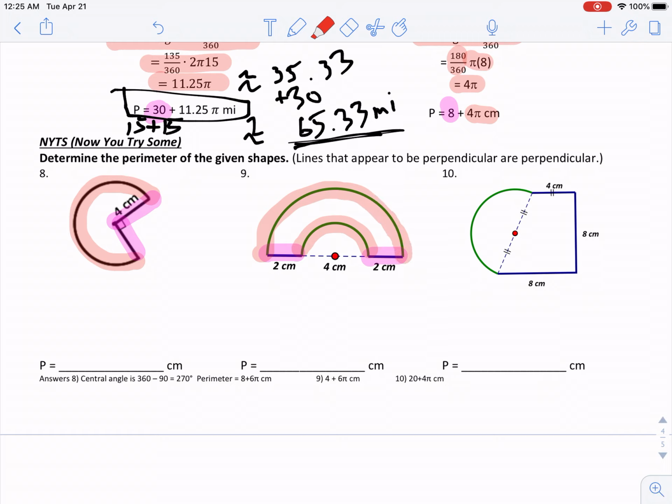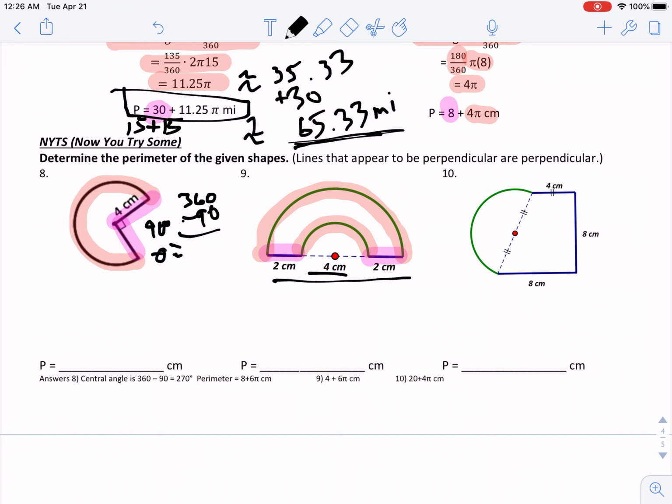Notice for the outside arc, you got to add all these together for your diameter. For the inside arc, they gave it to you. This one, the angle on the outside is 90 degrees. So they cut that 90 degrees out of the circle. That means my angle would be 360 minus 90, and that's my central angle. I'll let you finish the math there.